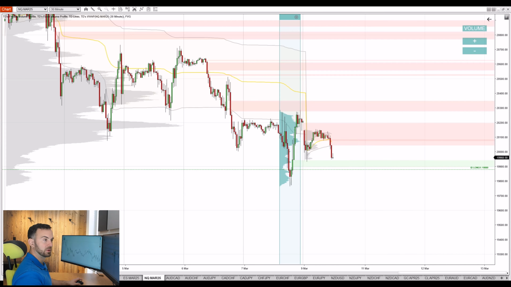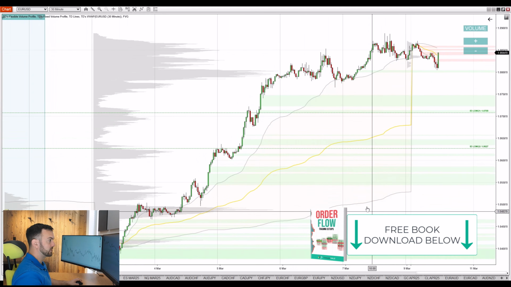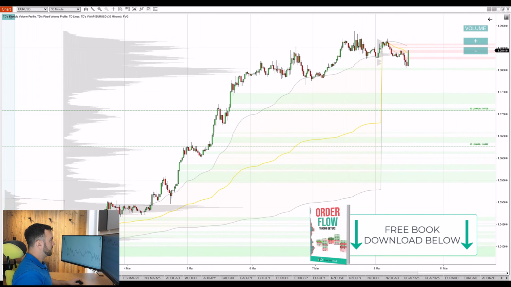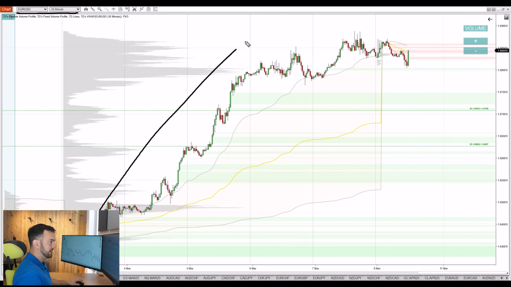And let me now go to the euro dollar. On the euro dollar, I want to talk about a volume profile setup, which is called the trend setup. So what you see before you, this is the euro dollar chart. It is a 30-minute time frame, and right here there's a very strong uptrend. When there's an uptrend like this, you want to trade pullbacks to heavy volume zones.